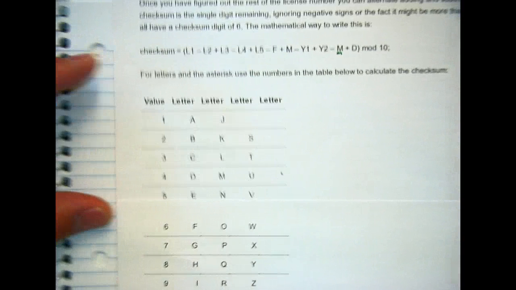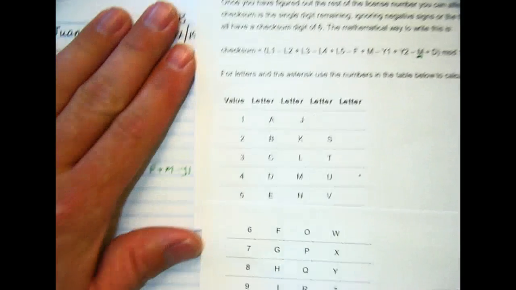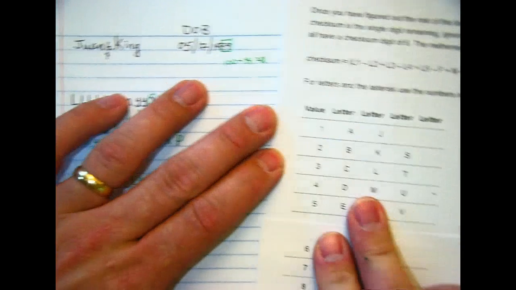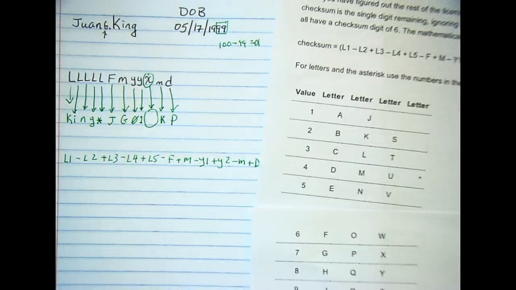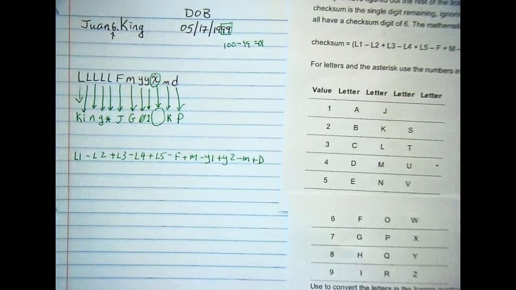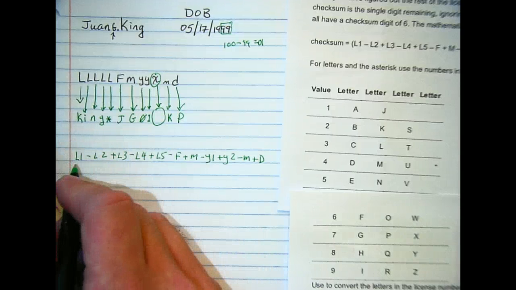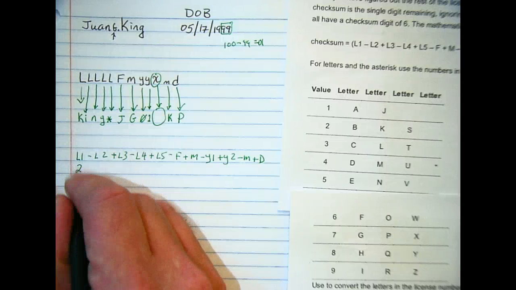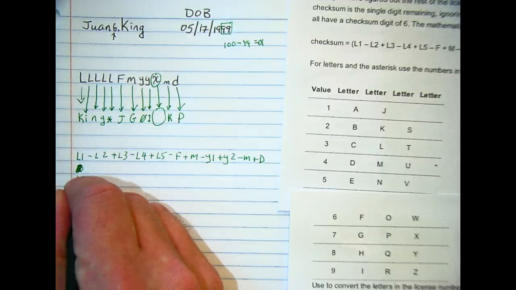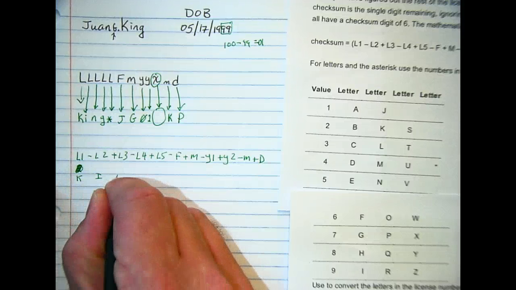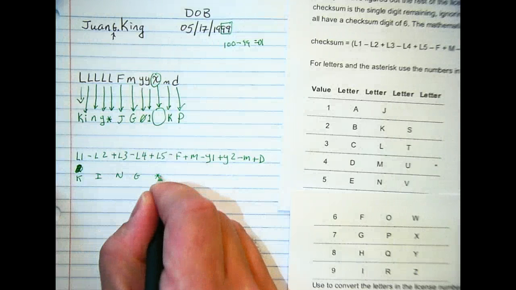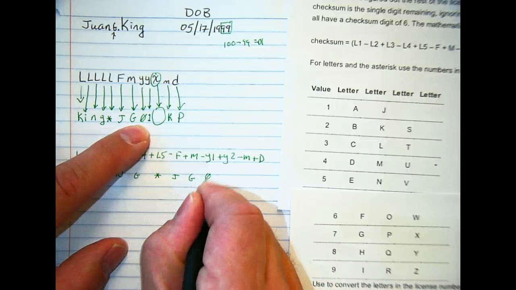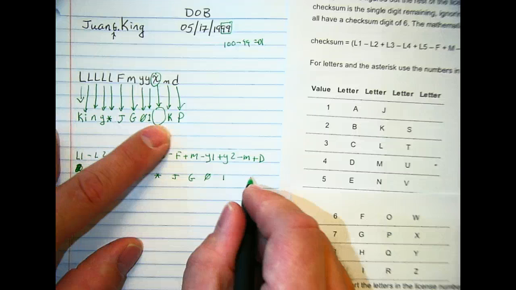Let me do this for Juan's, okay? You can't get negative 10, I hope. What's your M? All right, I'm going to zoom out just a bit here. Minus your first initial. 7. So L1 for King, K is letter 2, or number 2, excuse me. So let me write the actual letters here. So K, I, N, G, asterisk, F is J, G, 0, 1, and then K, P.